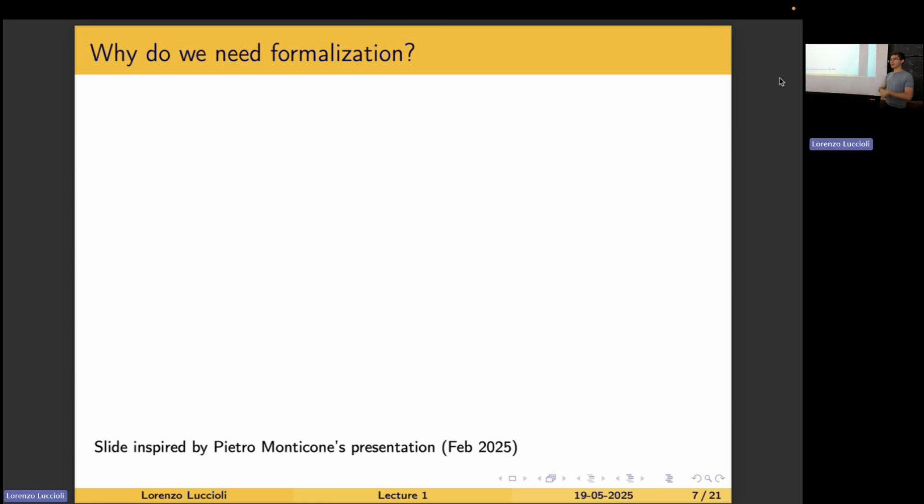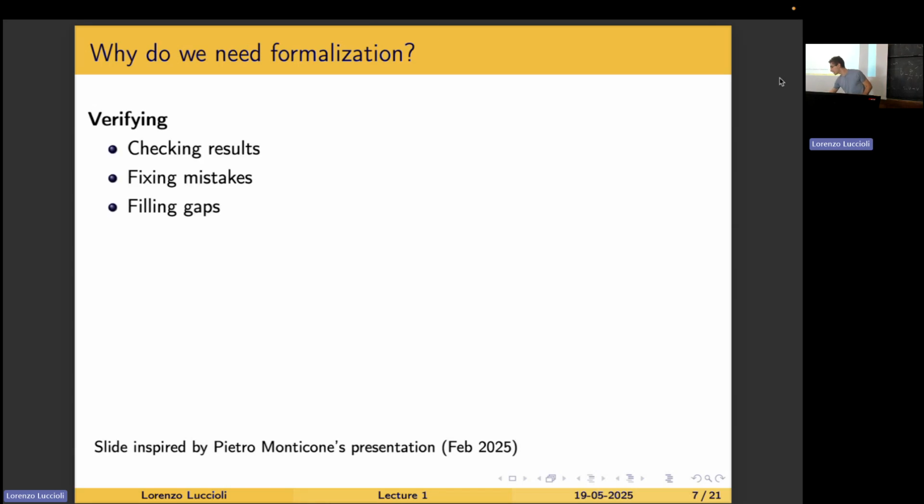Now, I told you what formalization looks like a little bit, but I didn't tell you why it's useful. So let's see a few reasons why we should do formalization. And by the way, if you have any questions, interrupt me whenever you want. I took the idea for this slide from Pietro Antigone's presentation a few months ago.